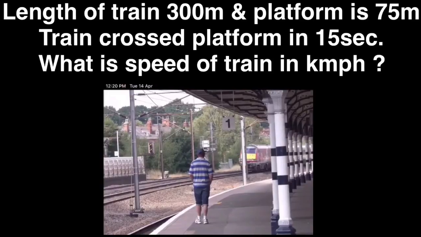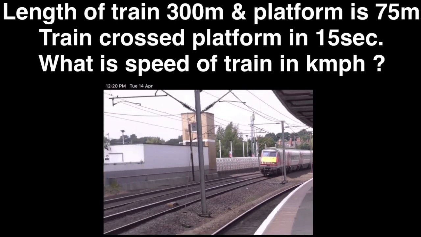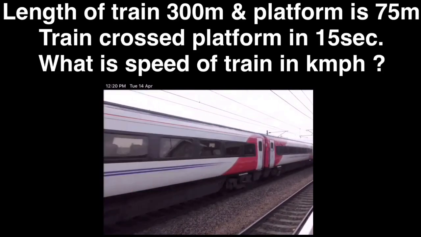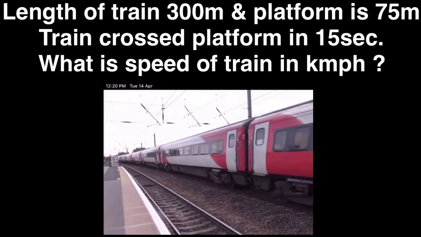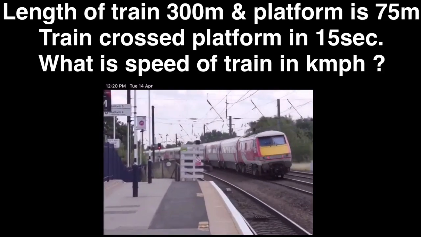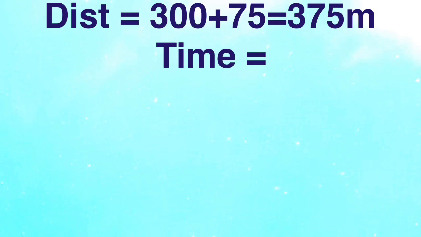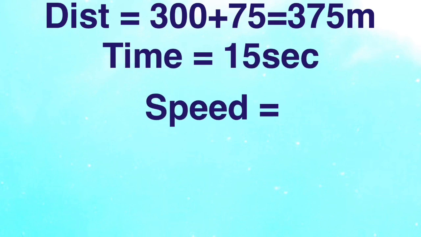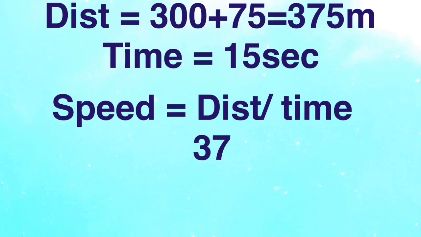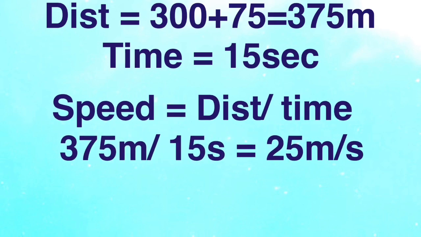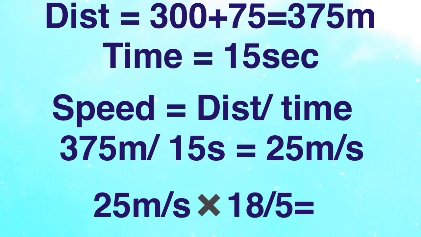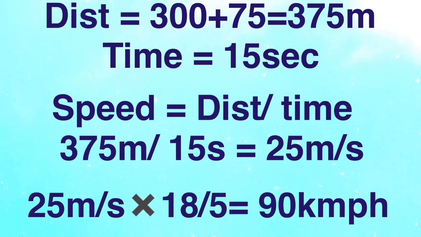Next example, length of train 300 meters and platform is 75 meters. Train crossed platform in 15 seconds. What is speed of train in kilometers per hour? First, distance is 300 plus 75 is 375 meters. Time 15 seconds. Speed is distance by time. 375 meters by 15 seconds is 25 meter per second. So now we have to convert to kilometers per hour. 25 meter per second into 18 by 5 is 90 kilometer per hour.